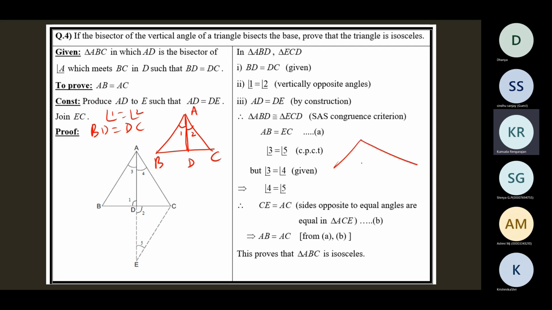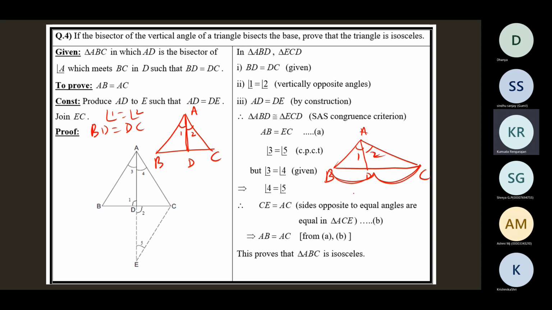Otherwise, in any other triangle, if the triangle is scalene, supposing this is ABC like this, and supposing we have AD and it bisects angle A, but it will not bisect BC. BD will not be equal to DC. Or if AD bisects BC, that is if BD is equal to DC, then angle 1 will not be equal to angle 2.